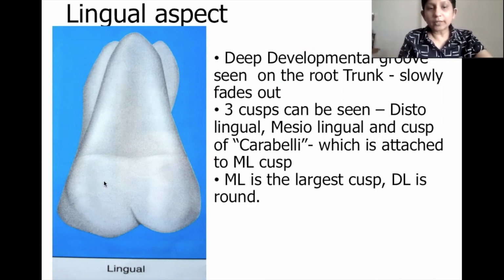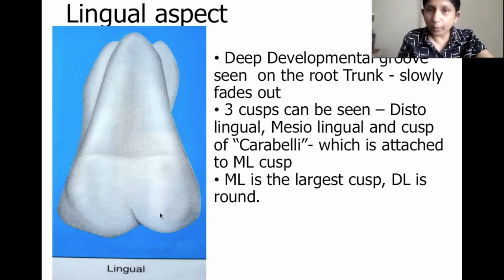So here we can see two cusps. This large cusp is the mesiolingual cusp, and the smaller one is the distolingual cusp, which means that this is the distal outline and this is the mesial outline. So along the mesial outline, where you have the mesiolingual cusp, you have a cusp of Carabelli as well. The cusp of Carabelli can be identified by looking at this thin line over here near the cusp.